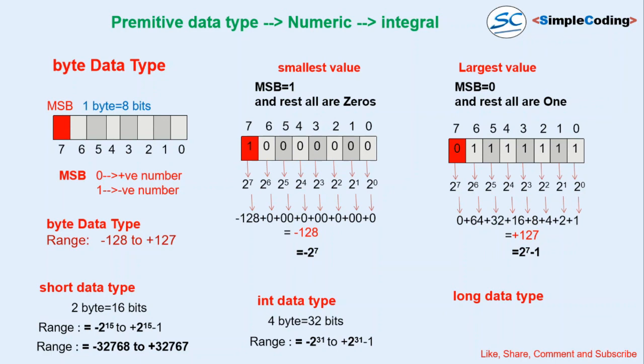In case of the int data type, we have 4 bytes, which is 32 bits, which is double of the short data type. With 32 bits we can go up to the 31st position, so we will get minus 2 raised to 31 to plus 2 raised to 31 minus 1. Now in case of the long data type, we have 8 bytes, which is 64 bits. We are going to go up to the 63rd position, so that is going to be minus 2 raised to 63 to plus 2 raised to 63 minus 1.